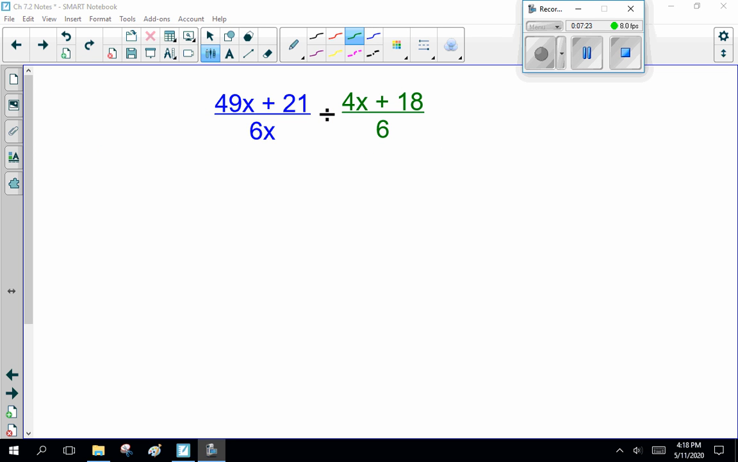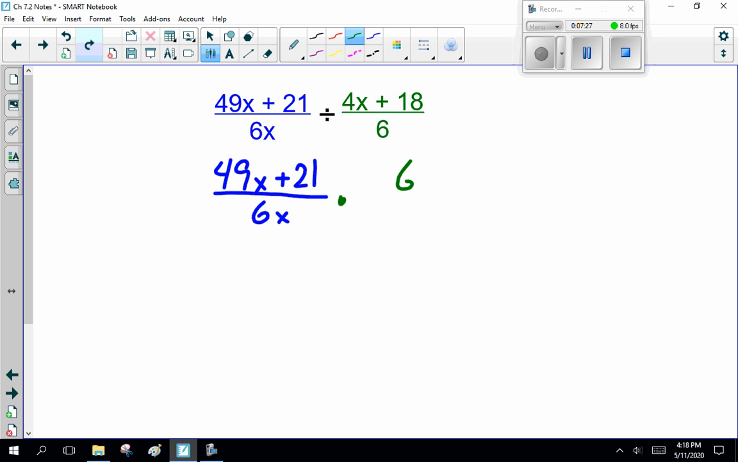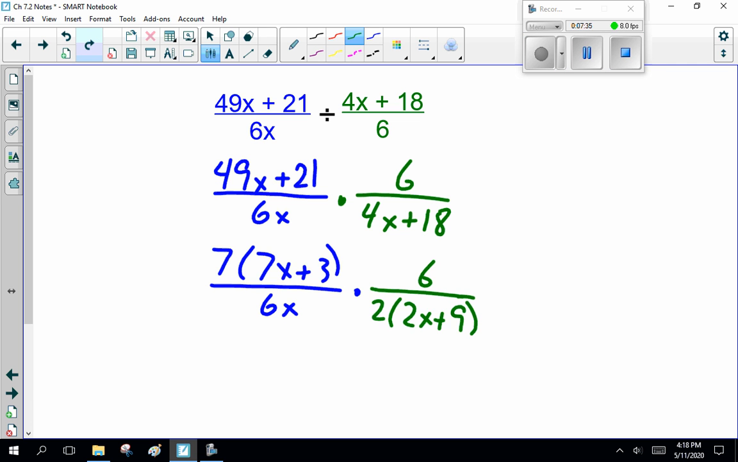Okay, welcome back. So, looking at this one, first thing you do is you flip this one you're dividing by, so it becomes 6 divided by 4x plus 18. And you're going, okay, not a lot of factoring here. 7 times 7x plus 3 and 2 times 2x plus 9. All I can really cancel out is a 6, which sucks. So there's not a lot of canceling out here.